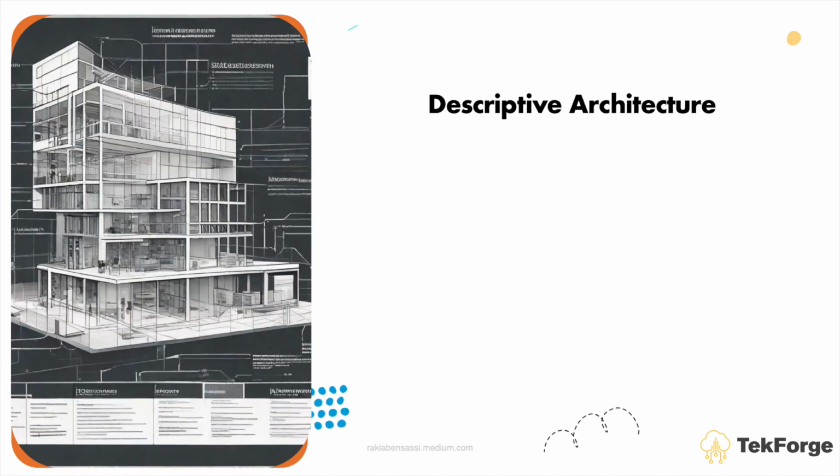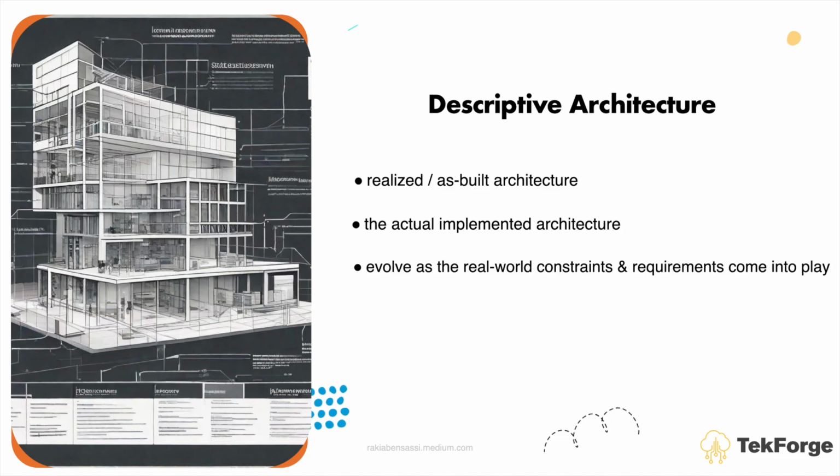Descriptive architecture, also known as realized architecture or as-built architecture, refers to the actual implemented architecture of a software system. It represents the real structure, components, and interactions of the system as it exists in practice. It's derived from the implemented code base and the system's runtime behavior.